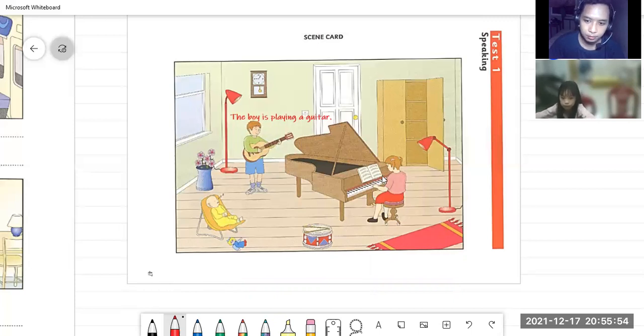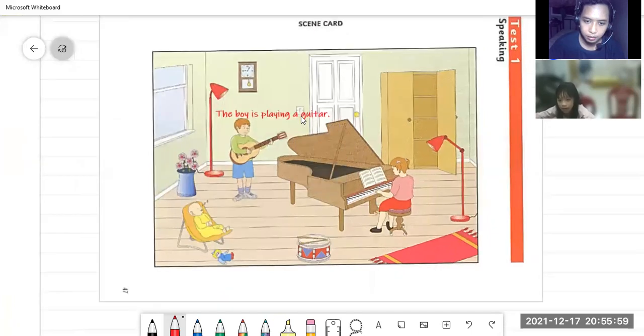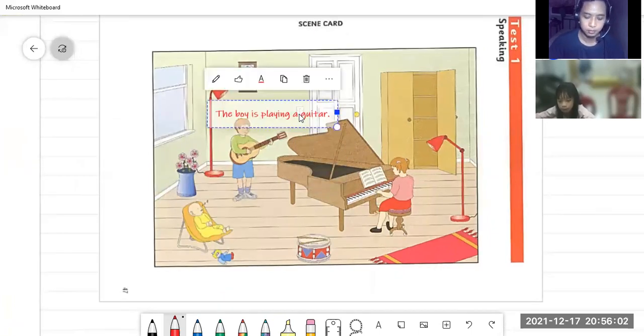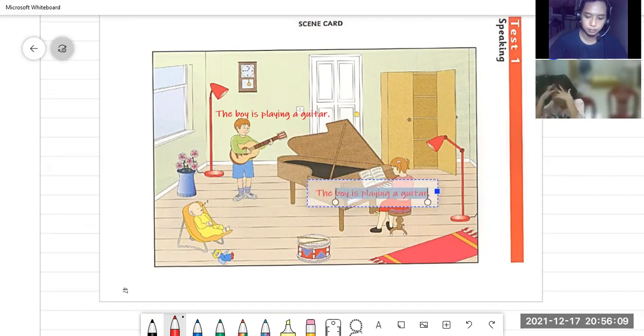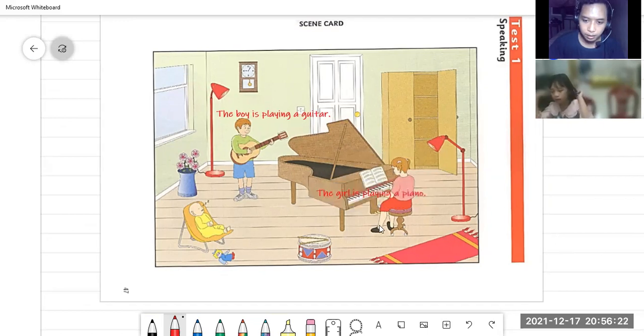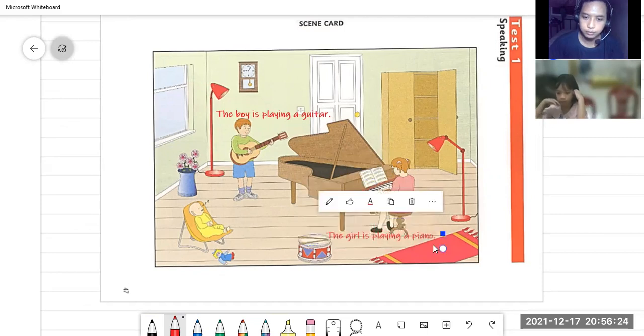What about the girl? The girl is playing piano. Very good. The girl is playing a piano. Can you say? The girl is playing a piano. Okay, what else?